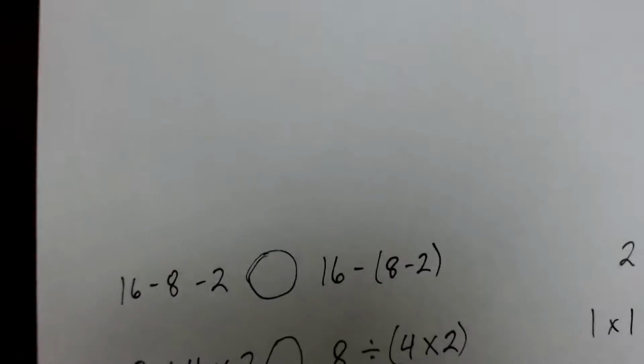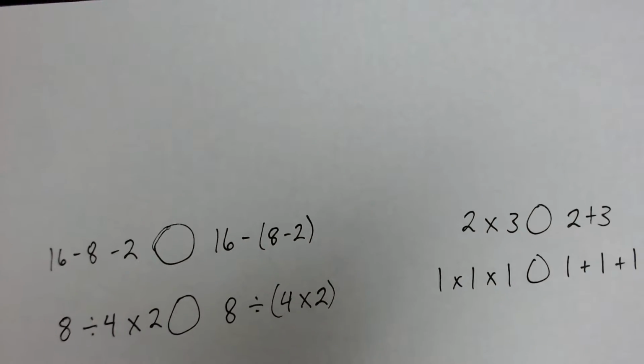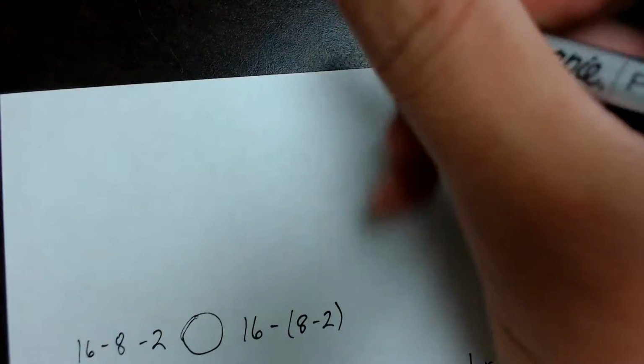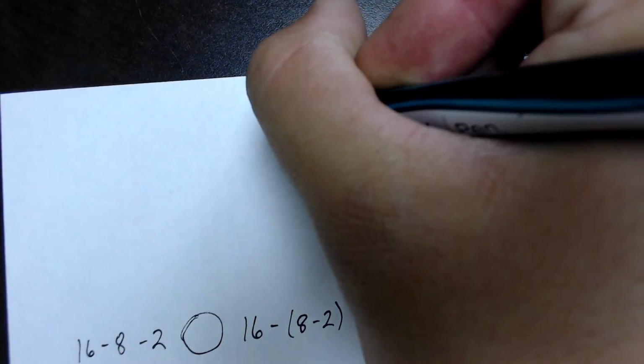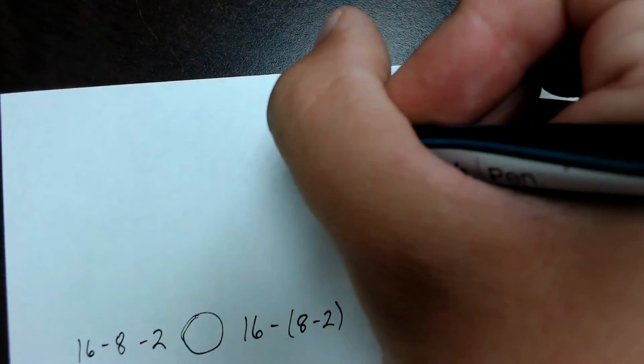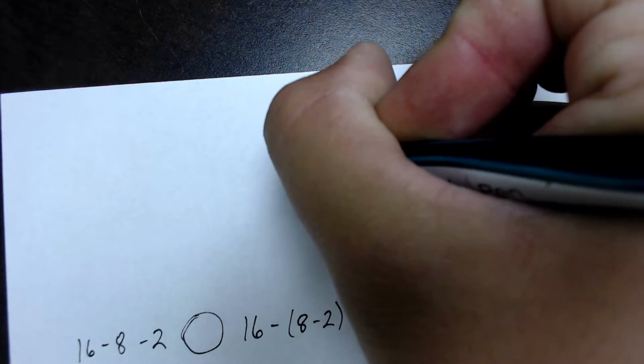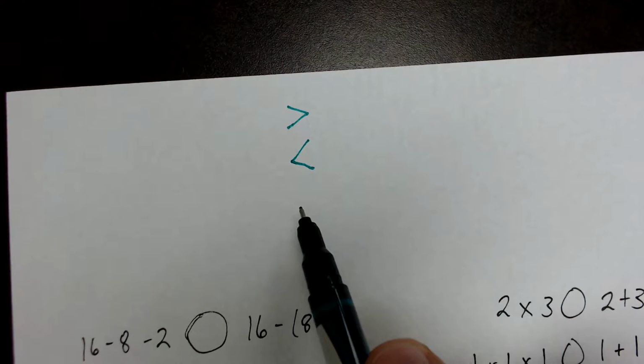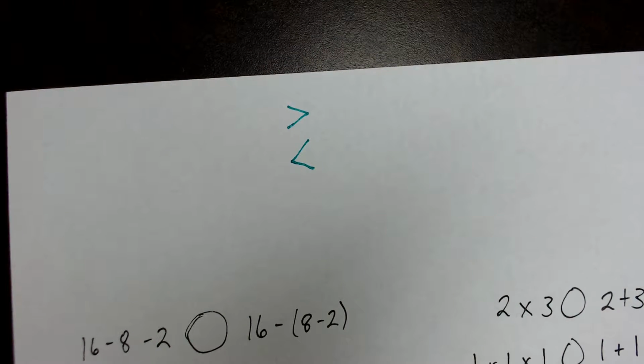So for ordering and comparing, we have to learn two symbols, which are the greater than and less than symbol. All right, now the greater than symbol will always look like this, and the less than symbol will always look like this. Now this can be very confusing for people because it's just the same symbol backwards and it's hard to remember which one is greater than and which one's less than.